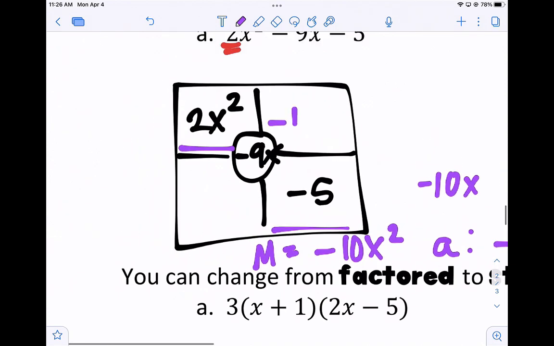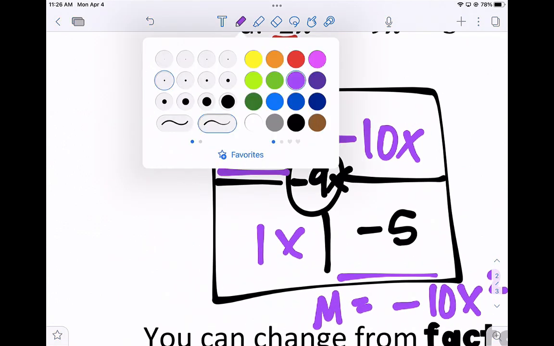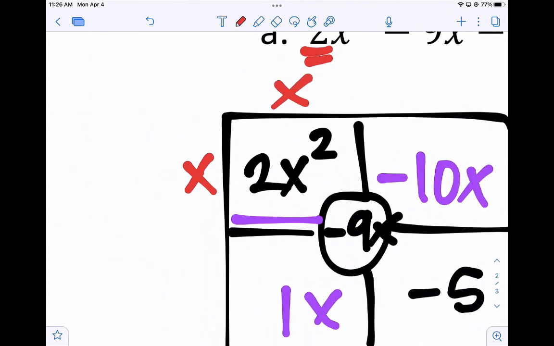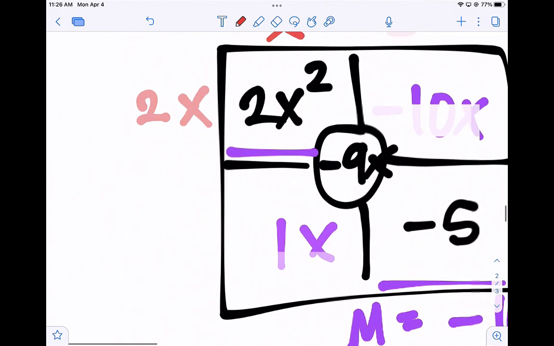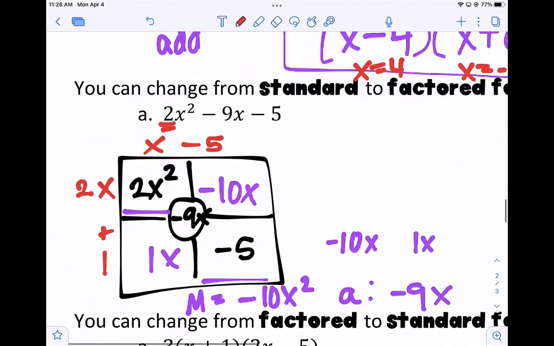So now in either order, we put that here, negative 10x, 1x, and then we get the outside of the box. So for the outside, we'll always have x and x, but this time we need a 2. So the 2 is going to have to go on the side, because if it's on the side, we can multiply 2x by negative 5 to get negative 10x, and x times 1 will give us 1x. So our final answer in factored form will be, in either order, 2x plus 1 and x minus 5.